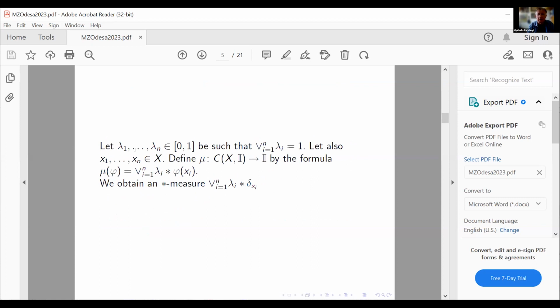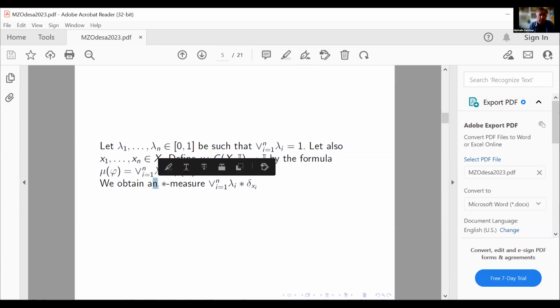Let us consider a finite number of numbers from [0, 1], and we suppose that their maximum is equal to 1. And let us choose points x sub 1 up to x sub n in this space X. One can define a star measure as follows. Mu of f is the maximum over i from 1 to n of lambda sub i star phi of x sub i. And we obtain a star measure.